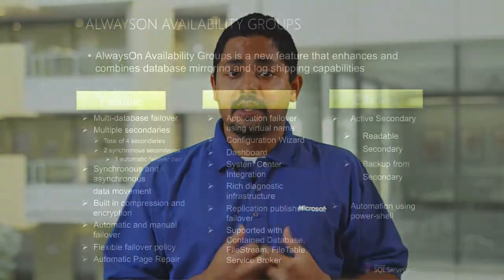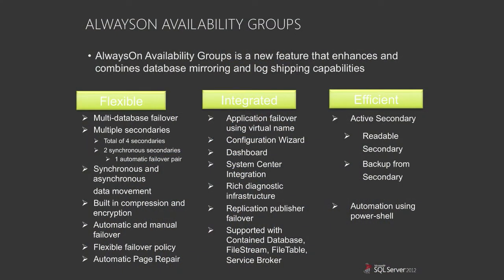Multiple secondaries. In database mirroring, you have only one passive mirror. With AlwaysOn availability groups, you can have up to 4 secondaries or 4 mirrors for one primary. Out of these 4 secondaries, 2 of them can be synchronous, and of these 2 synchronous, one of them can be an automatic failover pair. You can also, in these 4 secondaries, have asynchronous or synchronous secondaries. So you can set up your local HA, your regional HA, and DR in this one single availability group.